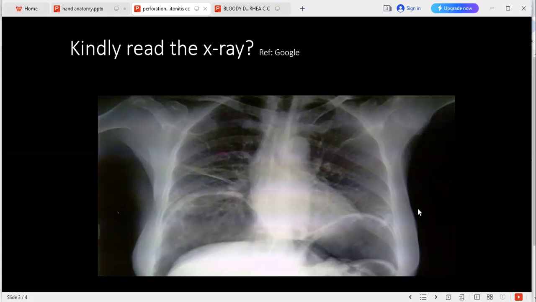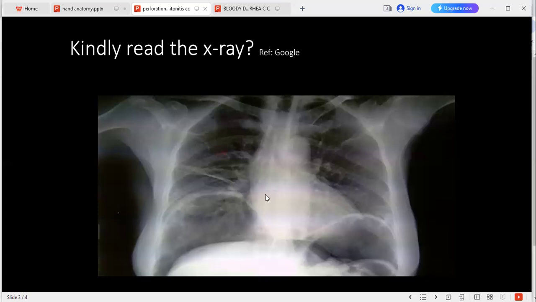What do you see? Just suppose you have done this chest X-ray. What does it show you? It is showing me there is gas on the right side, and there is a large air collection. It could be a gastric ulcer or it could be a duodenal ulcer.